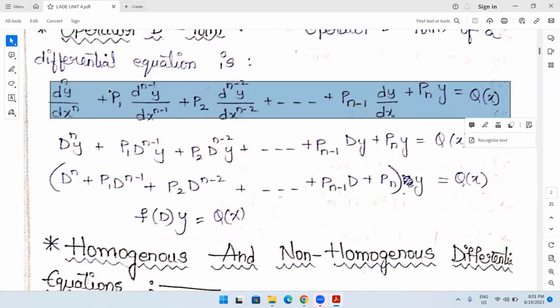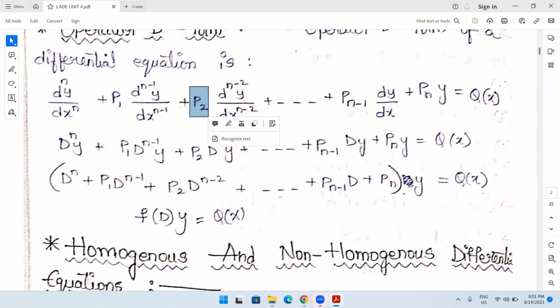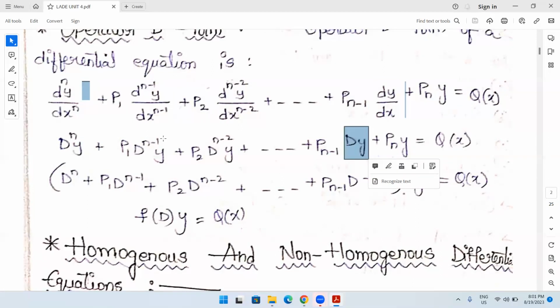The given differential equation has coefficients p1, p2, and so on up to pn, which are constants. I'm not taking p1 of x; let us assume for the first two topics that these are constants, and the right hand side is a function of x. Now dn by dx power n is capital D power n, and y is left, so we write y also. D by dx is capital D, not y, so dy by dx is written as D y. Next, dn minus 1 y by dx power n minus 1 is D power n minus 1 into y, with p1 as coefficient.